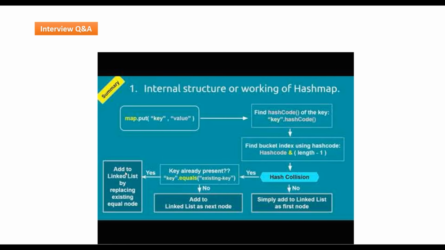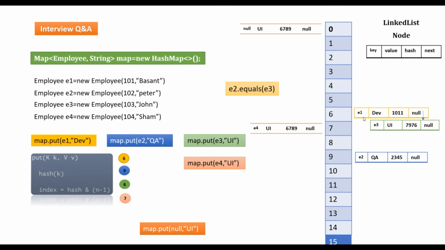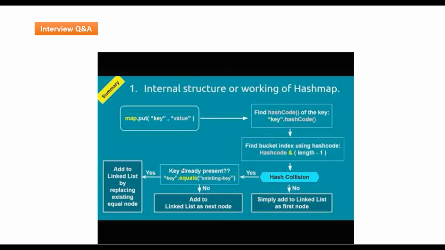If both are the same, just replace or override. If both are different, then add it. That's what we understand, right? This is where we have the hashing collision, E1 and E3, and it checks E1.equals(E3). So this diagram makes sense, right?